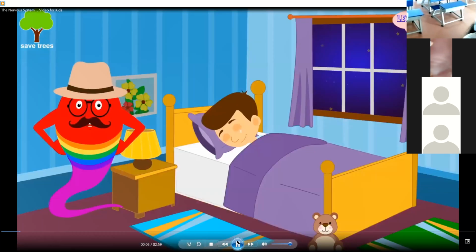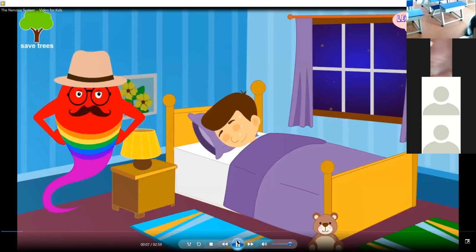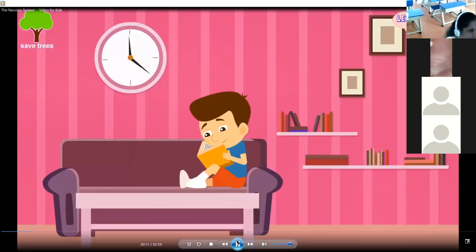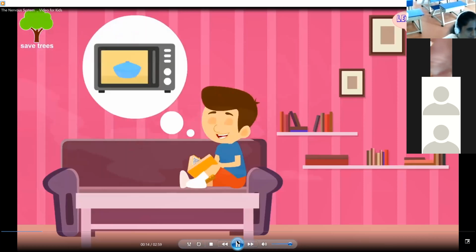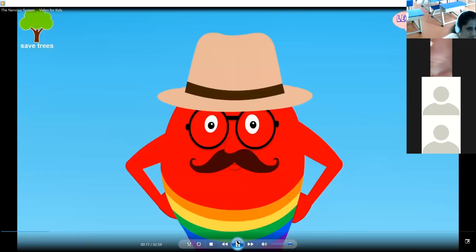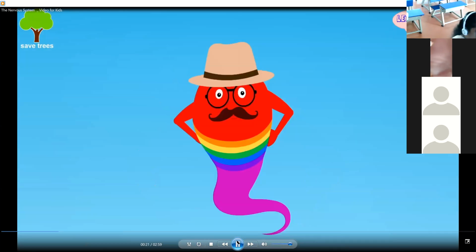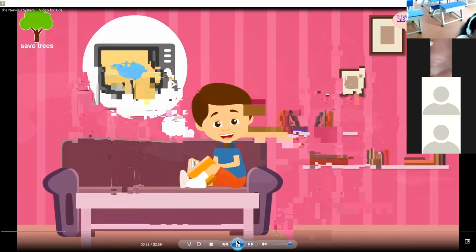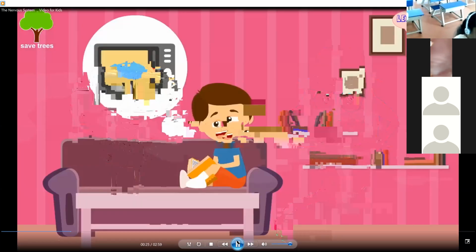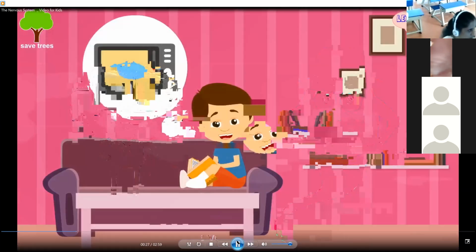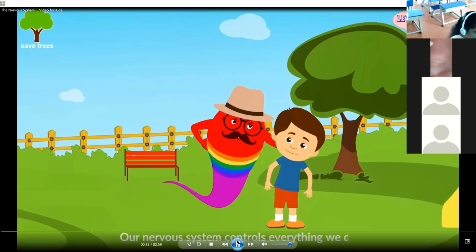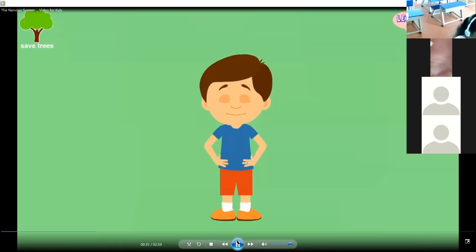How do our lungs remember to breathe when we're asleep? How does your nose tell you that your favorite cookies are baking in the kitchen? Our nervous system is in charge of these things and a lot more. In fact, it's the boss of our body. The nervous system is a network of organs and nerves that send signals throughout the body. Our nervous system controls everything we do, including breathing, smelling, and moving.